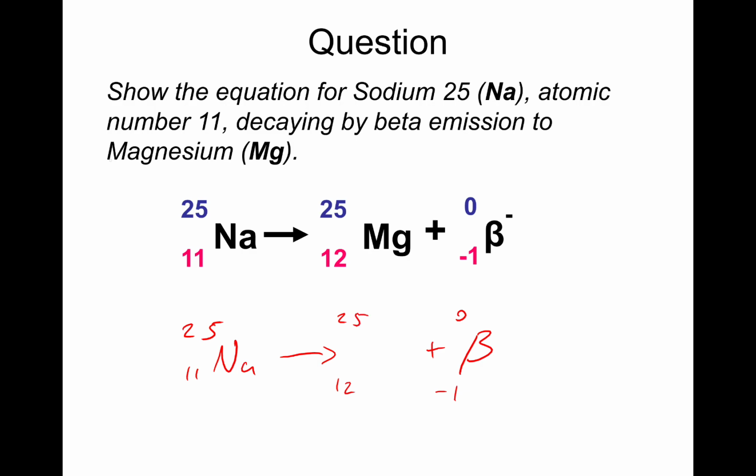It just so happens that it's said to you in the question that it becomes magnesium Mg. If it didn't give you the element that it becomes, then you could just write X in an exam. But let's use Mg, because that's what's given. And there we have it. So hopefully that went okay. Okay, let's try another example.